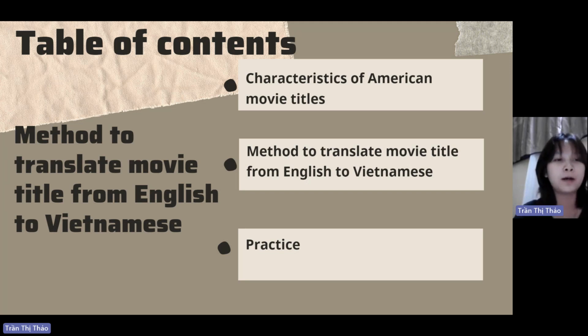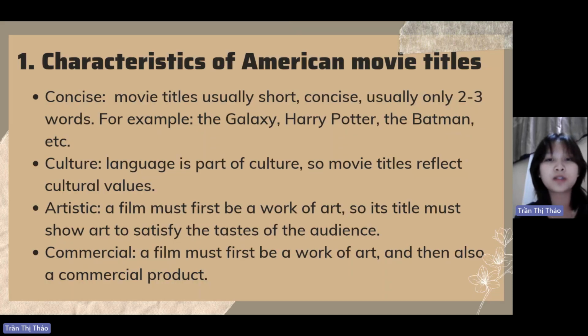Part one, characteristics. I found four characteristics of American movie titles. The first one is concise. Movie titles are usually short, only 2 or 3 words. For example, films like The Galaxy, Harry Potter, The Batman, and so on. In brief, the title has impressive expressive power, revealing the main theme of the film.